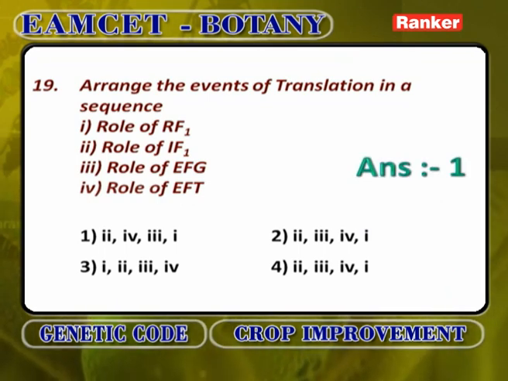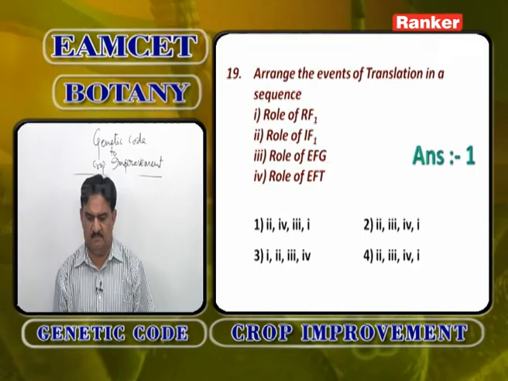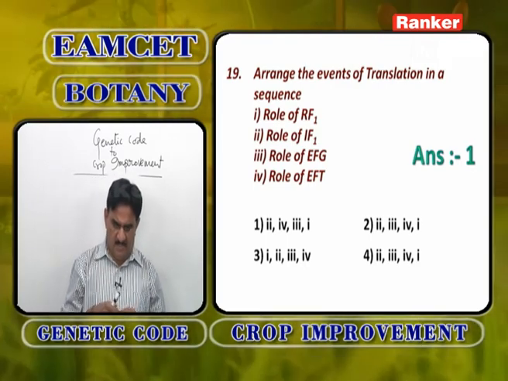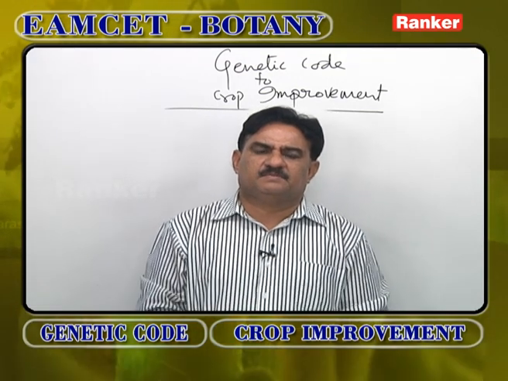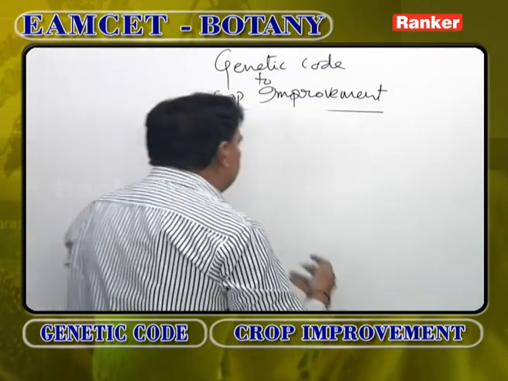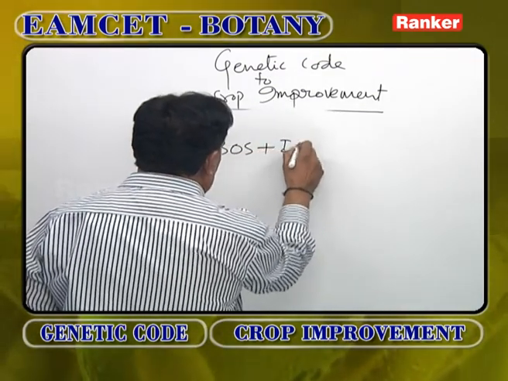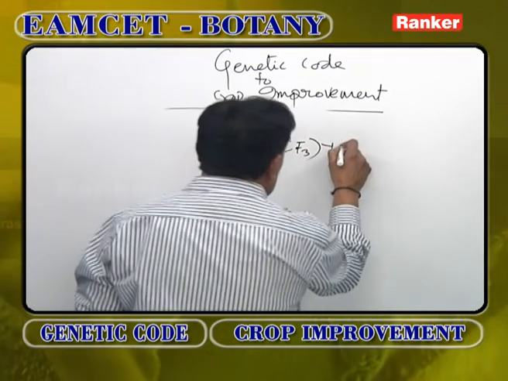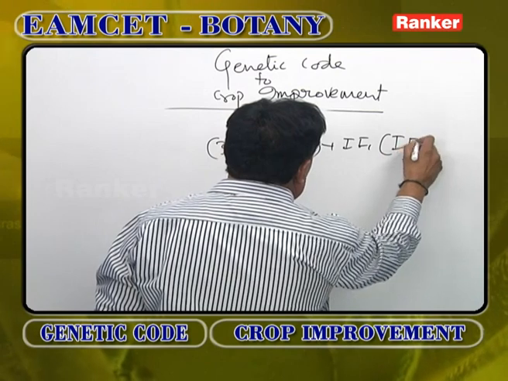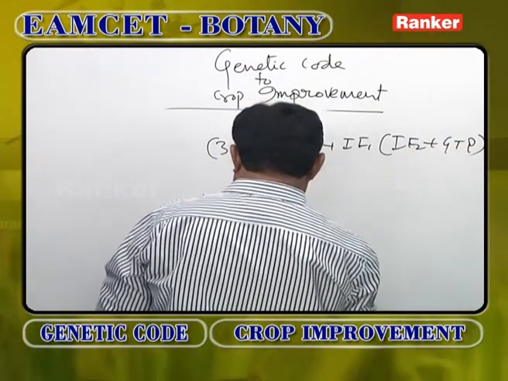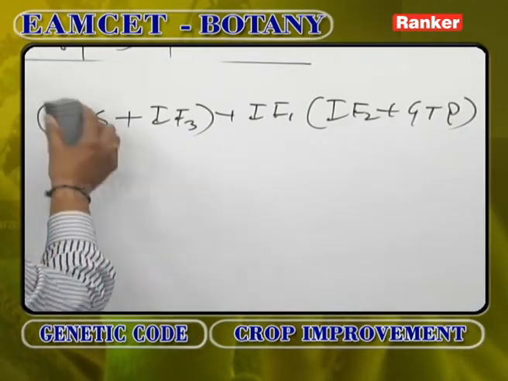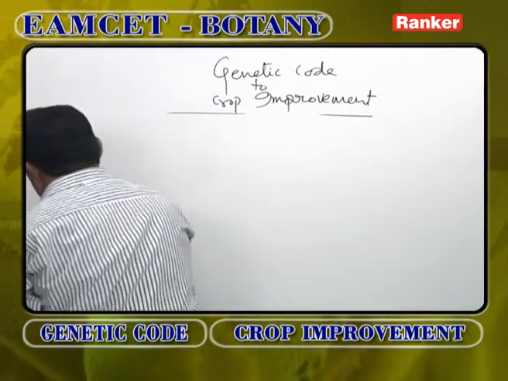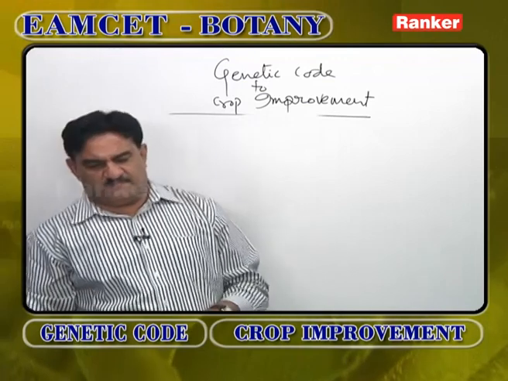Arrange the events of translation in a sequence. The role of IF1 comes first, because IF1, IF2, IF3 help in attaching the 30S subunit of the ribosome to messenger RNA. First the 30S subunit combines with IF3, then these combine with IF1, then with IF2 and GTP. Only then does the 30S subunit attach to messenger RNA from 5 prime to 3 prime. So, the role of IF1 is first.